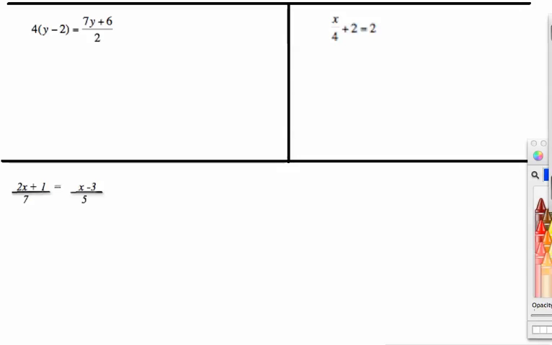Our next problem has a little bit extra steps here. We've got this 2 in the denominator, so let's look how that changes things. Again, we want to simplify as much as possible before doing anything else. So the left-hand side, we have distribution to do. So 4y minus 8 equals, and then the right-hand side, we can't do anything with that yet.